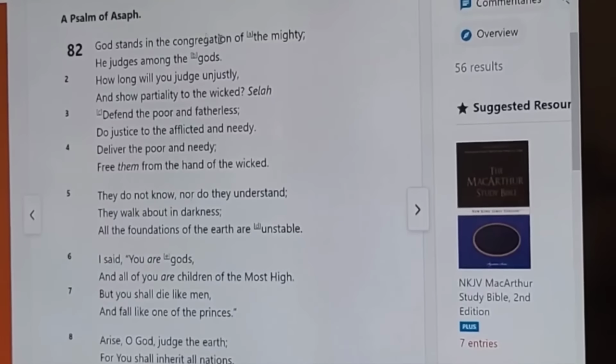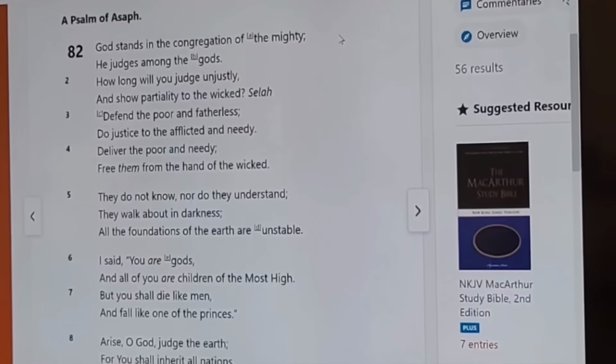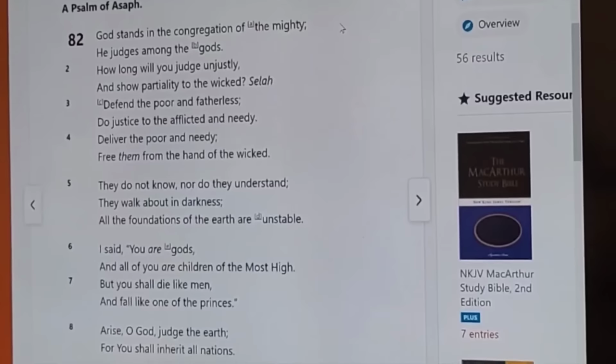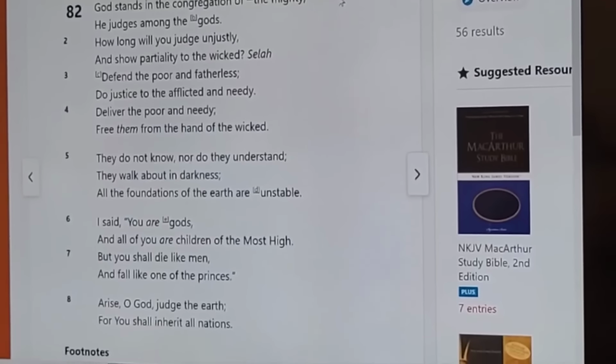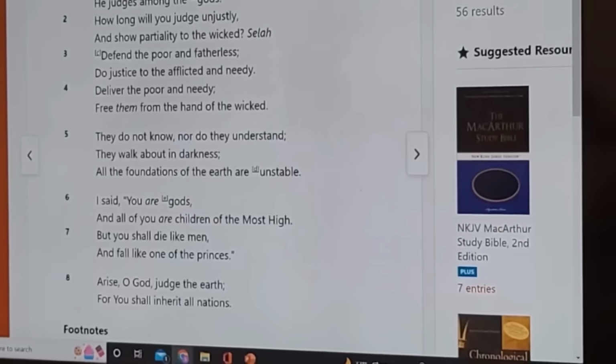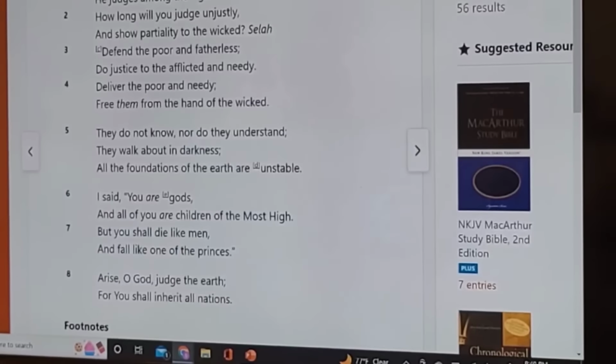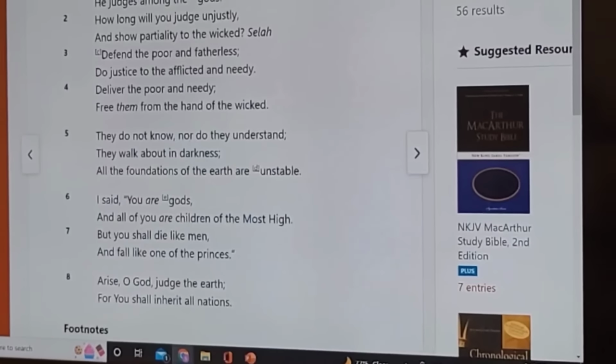They do not know, nor do they understand. They walk about in darkness. All the foundations of the earth are unstable. I said, you are gods, and all of you are children of the Most High. But you shall die like men and fall like one of the princes. Arise, O God, judge the earth, for you shall inherit all nations.